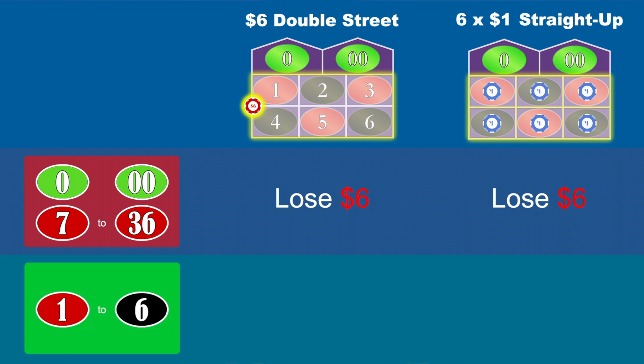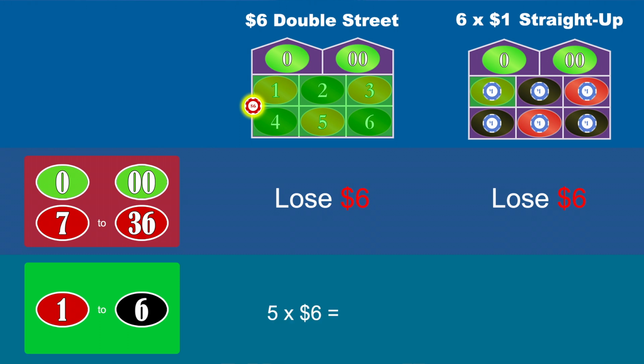But when you hit, let's say you hit the number 1, the double street bet will pay 5-1, for a total of $30 as your win. In the straight up scenario, one of your six bets will win and five will lose. The one that wins will win 35-1, but you're going to have to subtract the five losing dollars and your net is going to be a gain of $30. And this is true for all multi-number bets in roulette besides that pesky five-number bet.